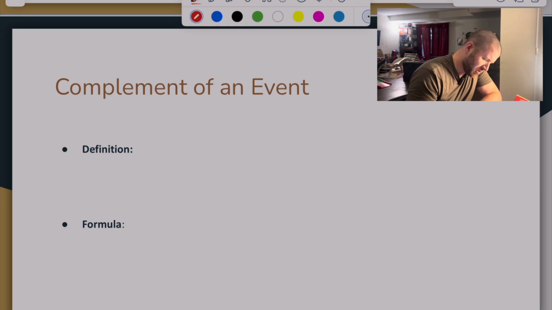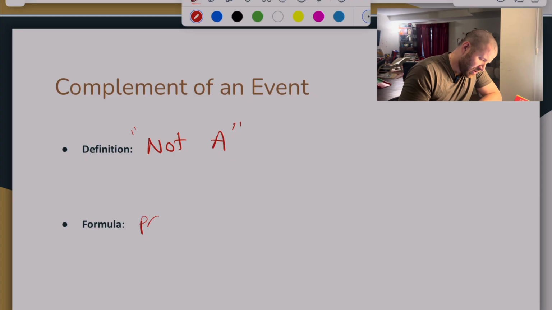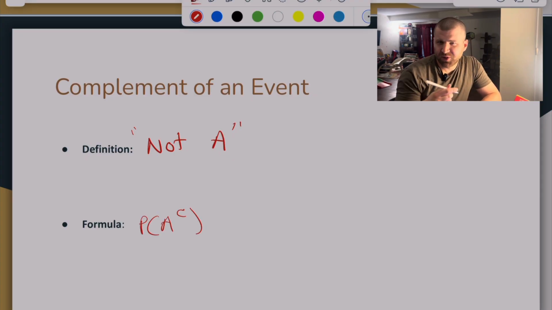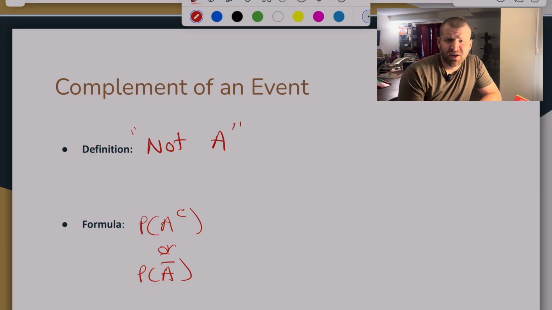So the complement of an event is just not that event. So the complement of A is just not A. The complement of heads is tails. Very simple. The formula, and you'll see the notation written this way, is like A with an exponent of C for complement, or I've also seen it as A with a line over the top. I don't really like that one because it looks too much like x bar, like a mean, and that's not what this is.